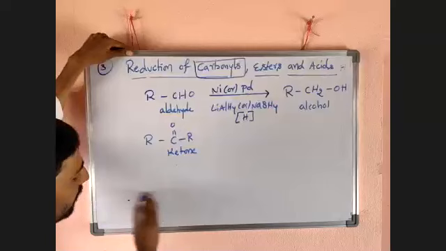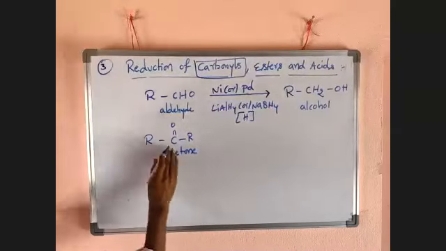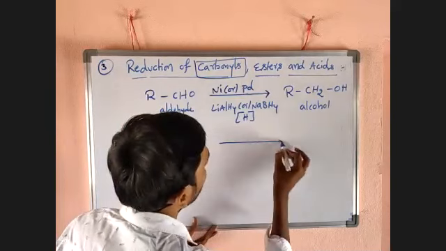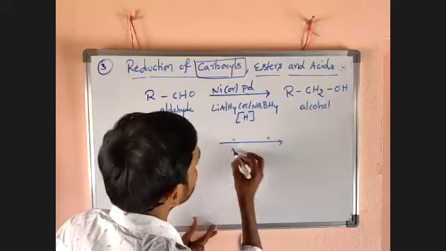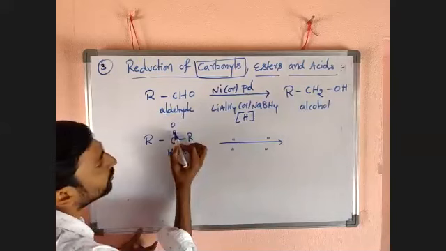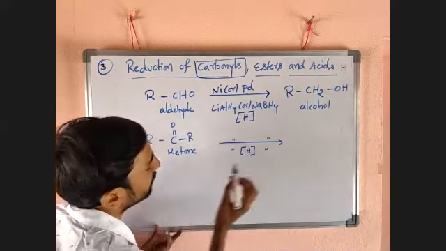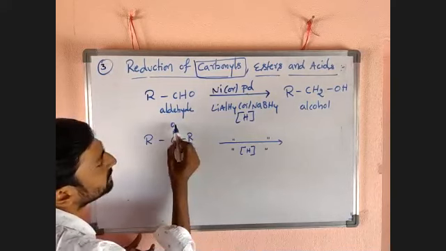Ketone. What is it? R C double bond O R, ketone. Now what has happened? Look here. Just cleave the double bond, add one H here and one H here.